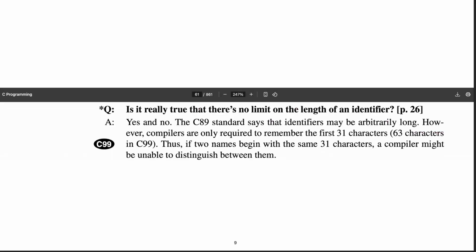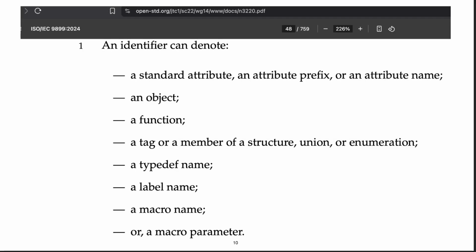Now, is it really true that there is no limit on the length of the identifier? The answer is both yes and no. I'll leave it up to you. You can just pause this and take a read of this. For us, the only concerning point is that we should write the identifier names in such a way that the variable name or the function name is self-explanatory.